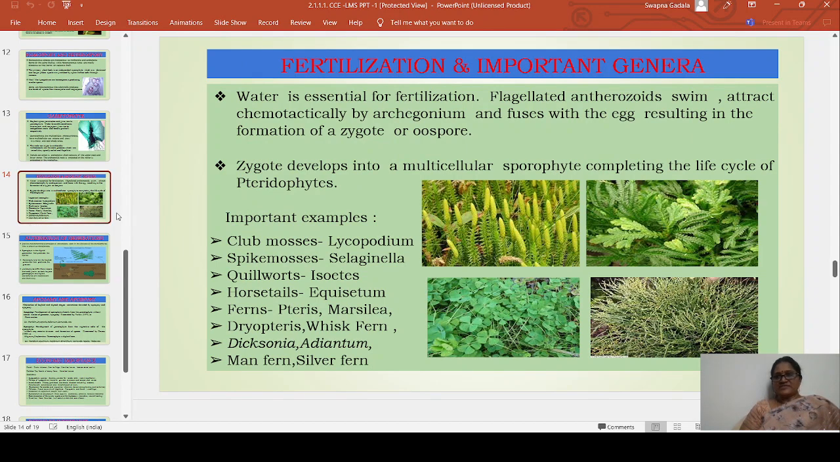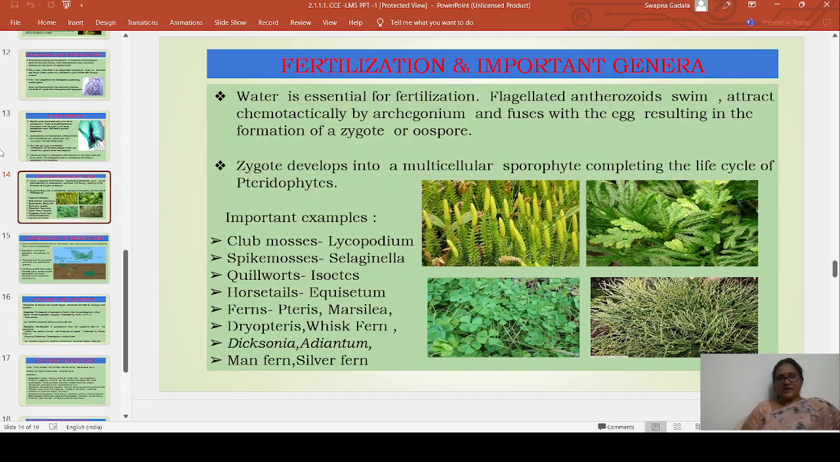Coming to fertilization and the important genera of the pteridophytes. For the process of fertilization, water is very essential. The antherozoids, which are unicellular and have flagella, swim and are attracted towards the archegonium because the archegonium secretes some chemicals. The antherozoid swims towards the archegonium and fuses with the egg, and thereby the diploid zygote or oospore is formed. Later the zygote develops into a multicellular sporophyte. So in the life cycle of the pteridophyta, gametophyte and sporophyte alternate.